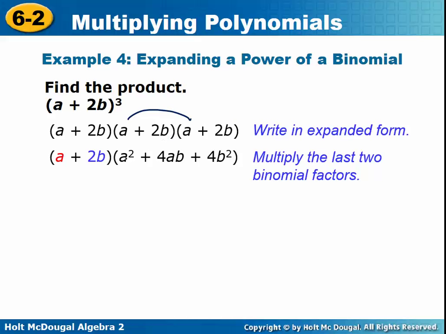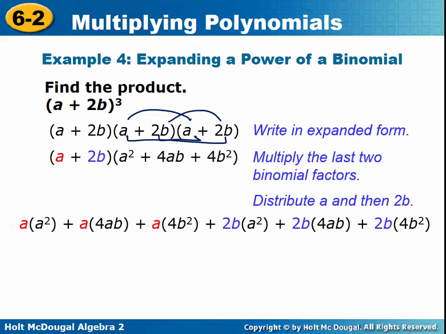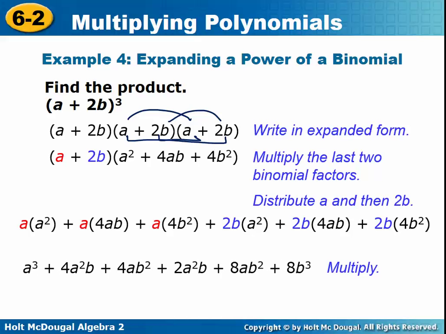A times a is a squared. A times 2b is 2ab. Middle term is also 2ab. So then I would have 4ab. And then the last times last would be 4b squared, or just do the distributive property twice. Now I need to multiply the first one by the second one, the binomial by the trinomial. So I have to multiply everything in the second parentheses by a, and then everything in the second parentheses by 2b. So you do all that multiplication, and then you look for any like terms.